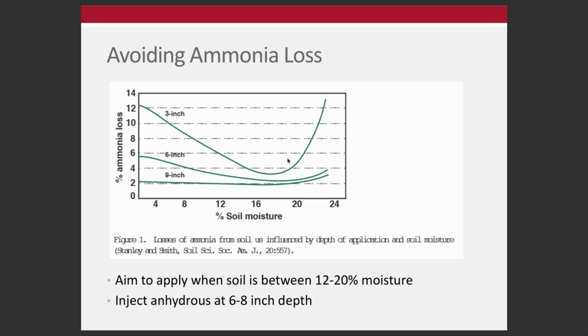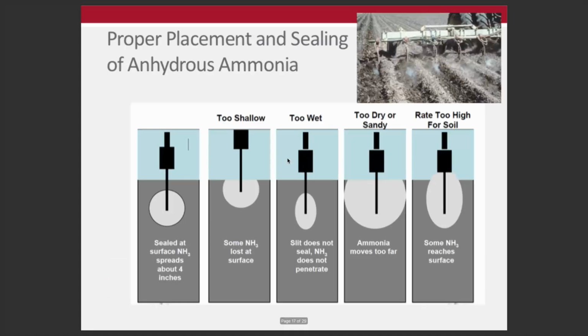Okay, so a rule of thumb is 12 to 20% moisture. That's kind of field capacity-ish, or maybe a little bit less. And we try to inject anhydrous, knife it in, no less than 6 inches. 6 to 8 would be kind of minimum. Some people go deeper than that even.